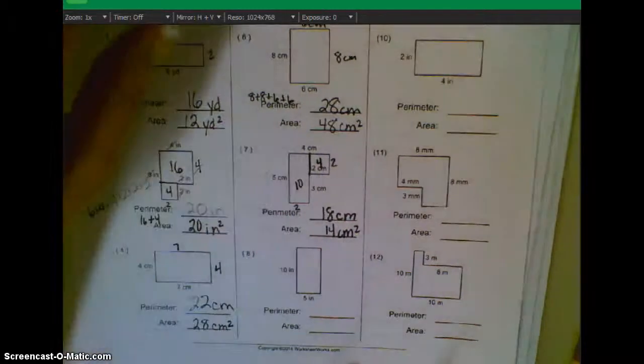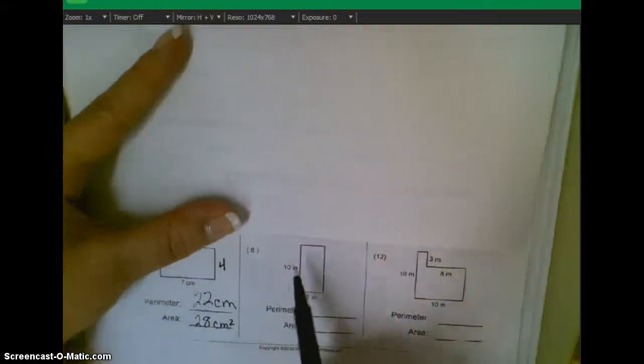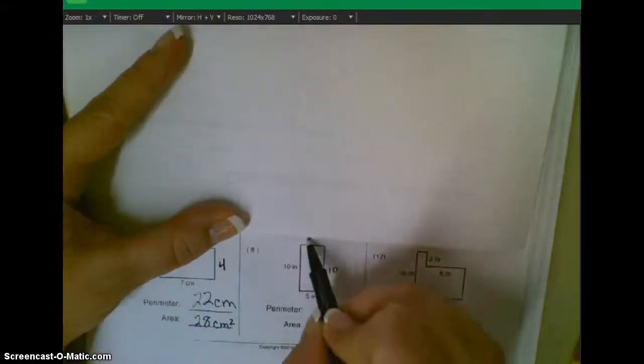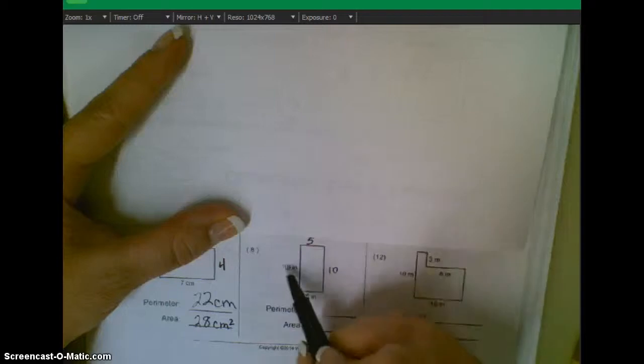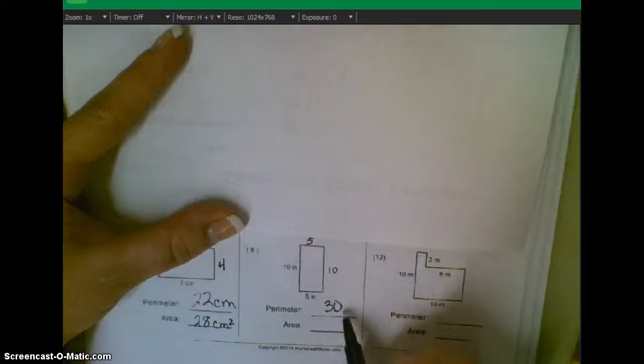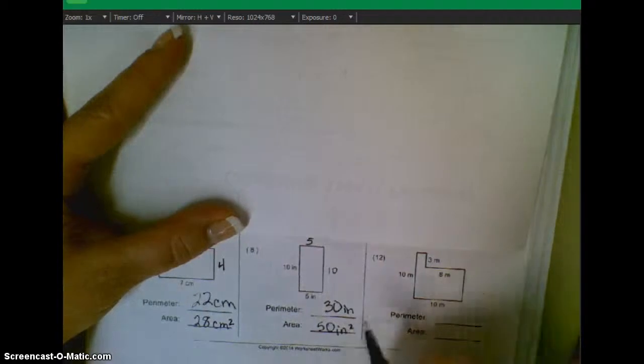Okay, moving down to the bottom here. A nice easy one. If this side is 10, then this side is 10. If this is 5, then this is 5. 10 plus 10 is 20, 25, 30, so we get a perimeter of 30, and we are working in inches, and our area is 5 times 10. 5 times 10 is 50, and we had inches squared.